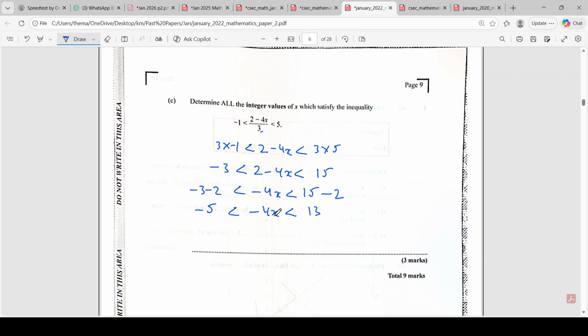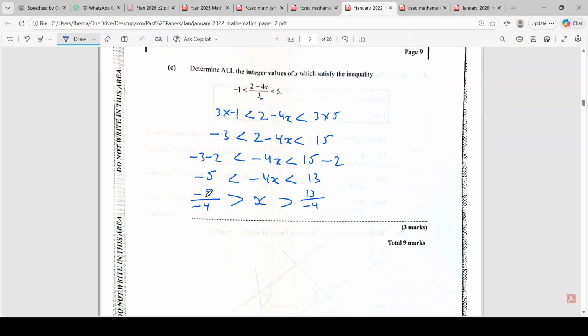Right? And then we want to get x by itself. So then to get rid of this minus 4, because it's minus 4x, we need to divide both sides by that negative 4. So this would be minus 5 over negative 4. And since we're dividing by a negative, we need to flip that around, right? This could change as well, because we're dividing by negative 4.